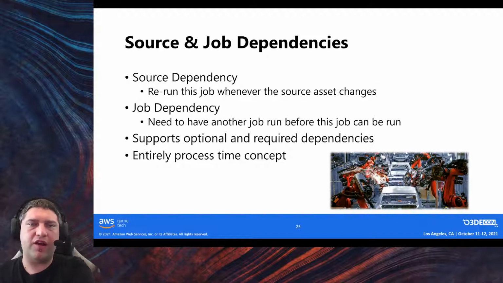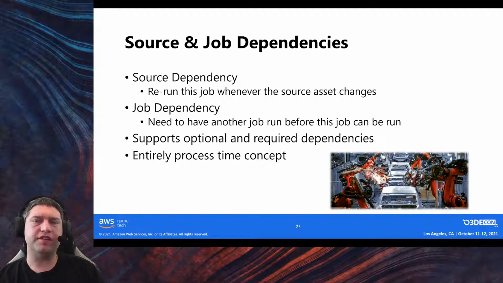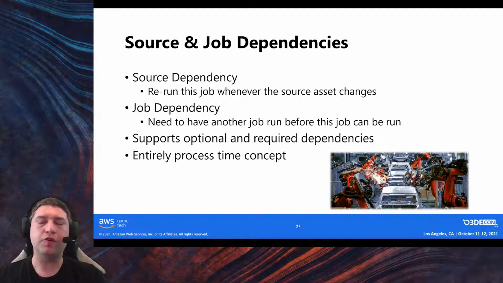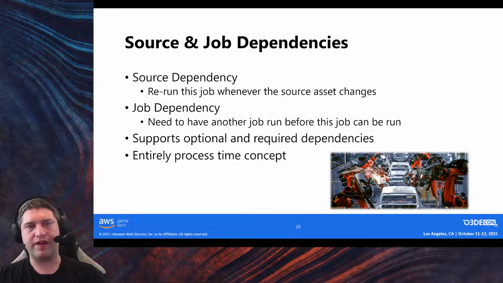Source and job dependencies are entirely a process time concept. A source dependency is a marker that whenever a source asset changes, this job should rerun. You'll use this in cases where you will have more than one source asset that might feed into the same job. An example of this is with scene files, with FBX files. You can have a sidecar file, a .assetInfo, that has rules on how to process that file. You can mark that assetInfo file as a source dependency, and then when that assetInfo file changes, the FBX will get rerun through the scene processing job.